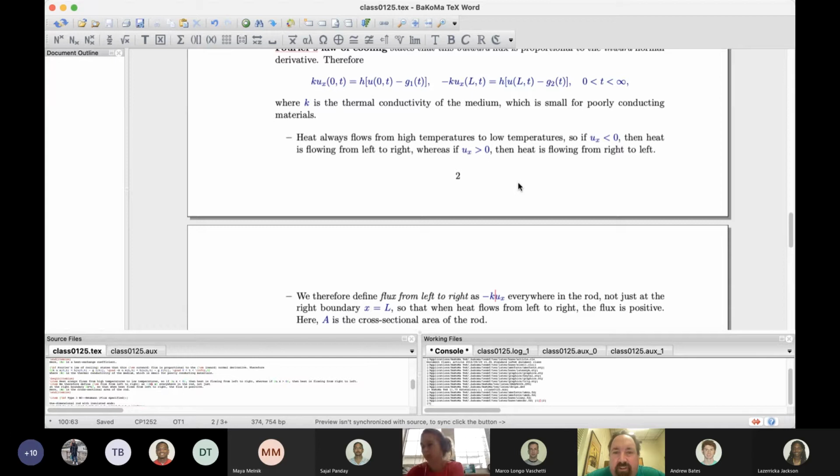Now, as I mentioned, flux is defined as flow rate per unit area, so that's why that A was not supposed to be there. A is a cross-sectional area of a rod.